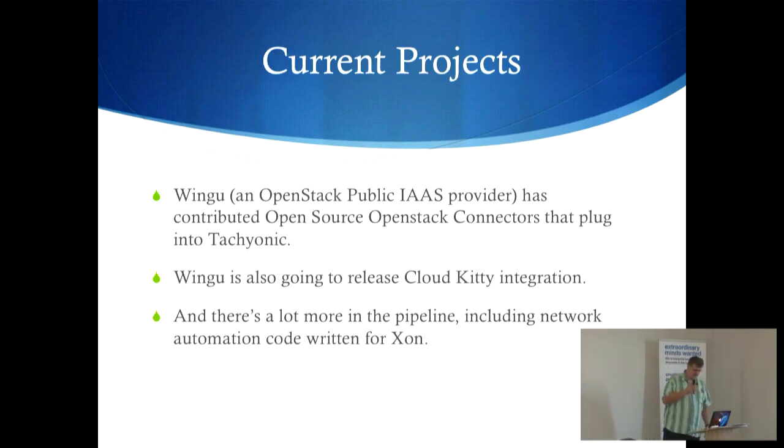Some of our current projects: Wingu, an OpenStack public IaaS, infrastructure as a service provider, has contributed open source OpenStack connectors that plug into Tachyonic. For those of you that were here yesterday and watched the Wingu talk, what they're doing along with Tachyonic in their environment is very amazing. Wingu is also going to work with us to release some CloudKitty integration, again back into our framework. And there's a lot more in the pipeline, including network automation code written specifically for Exxon. And by the names there, these are fairly large companies that are using and contributing back to our open source project already.